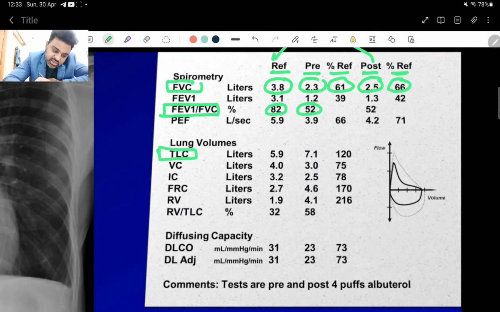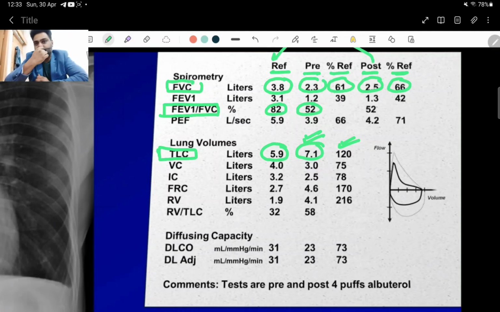Now TLC in this case, the reference is 5.9, but it is 7.1, that is 120%. So TLC is normal to increased. We know that in restrictive lung disease TLC is decreased. So that means this patient cannot have restrictive lung disease.